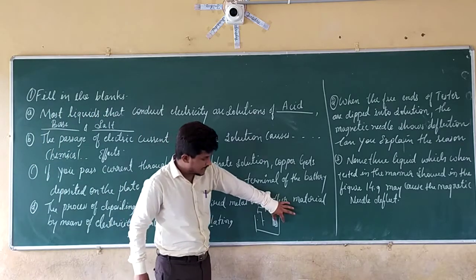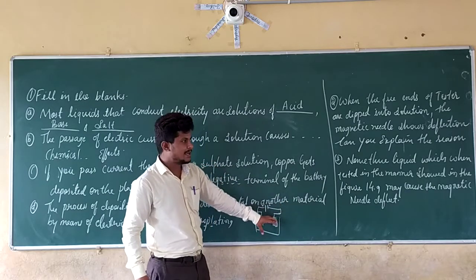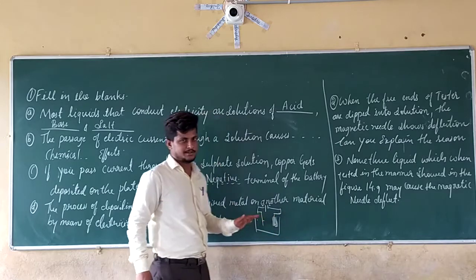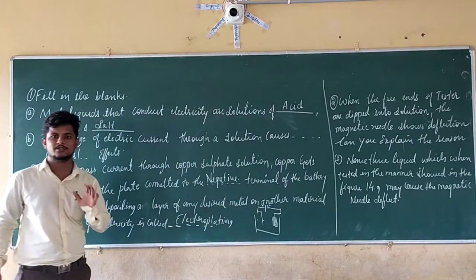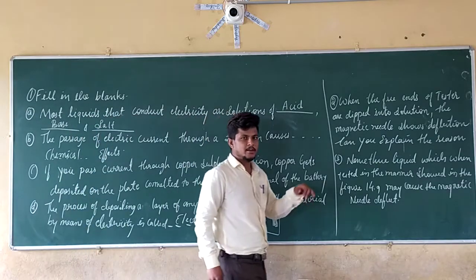We are making a layer on the already present material. That layer is made by the electricity. Because of that, it is known as electroplating. So the answer for the question is electroplating. Now next, main question number 2.